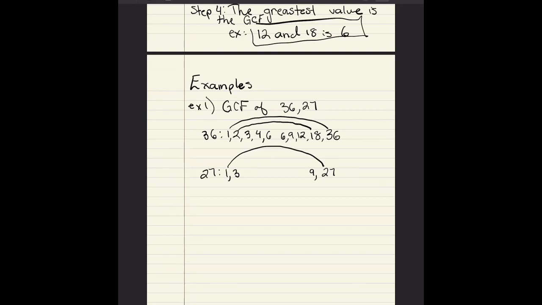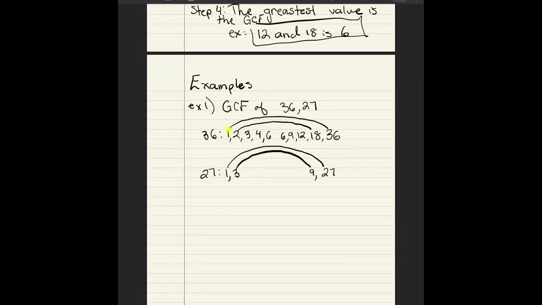Can 4? No, because 4 times 7 is 28, so we're close. Can 5? Nope. Can 6? We have 24 and 30, so no. Can 7? You know, because it goes into 28, that's too close. Can 8? Nope. So this is our final for 27.